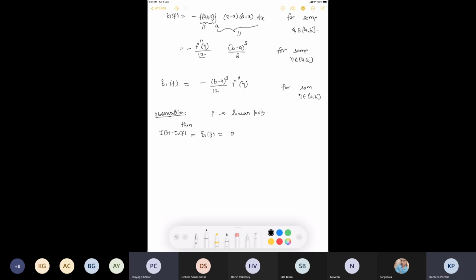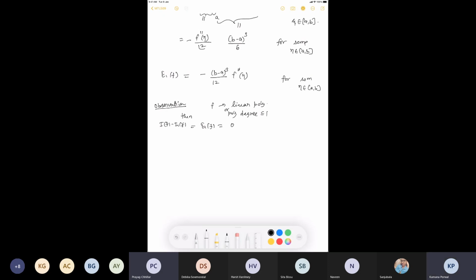So linear polynomial, or you can have it as any polynomial of degree less than or equal to 1. Okay, so if the error is 0 for a certain polynomial, you say that the rule is exact for that polynomial.